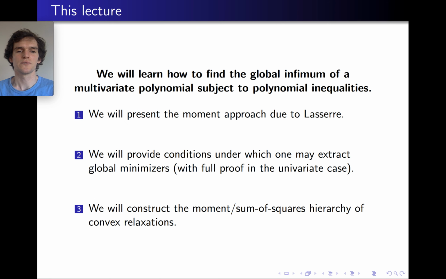In this lecture, we're going to learn how to find the global infimum of a multivariate polynomial subject to polynomial inequalities. First we will present the moment approach due to Lasserre. Second, we will provide conditions under which one may extract global minimizers from a polynomial optimization problem. We're going to give a full proof in the univariate case. And lastly, we're going to construct the moment sum of squares hierarchy of convex relaxations.